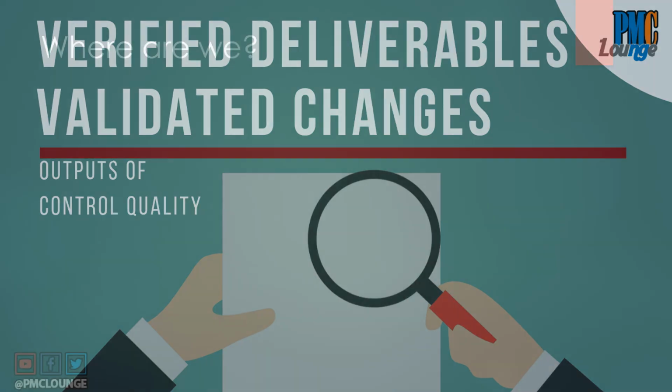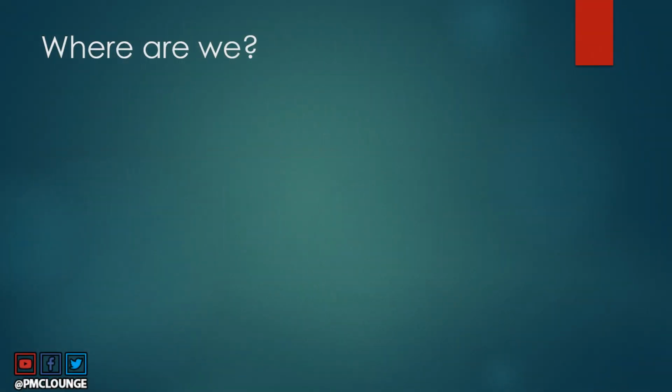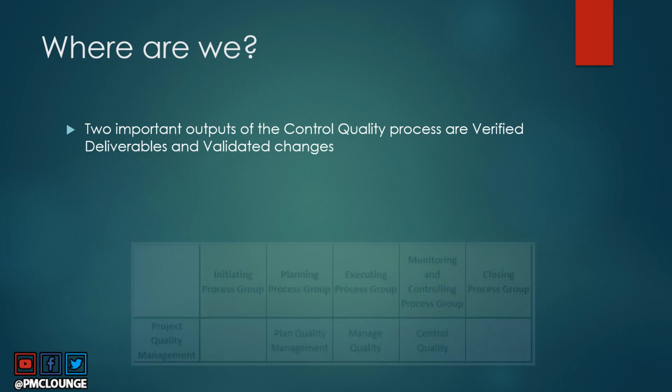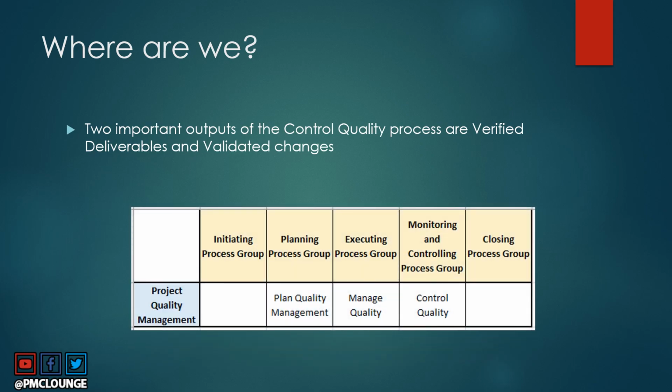Let's get started. So where are we? Like I've mentioned earlier, these two are important outputs of the control quality process. But where is the control quality process? So here is where it is. Monitoring and controlling process group, quality management knowledge area, outputs of control quality process is what we are discussing.